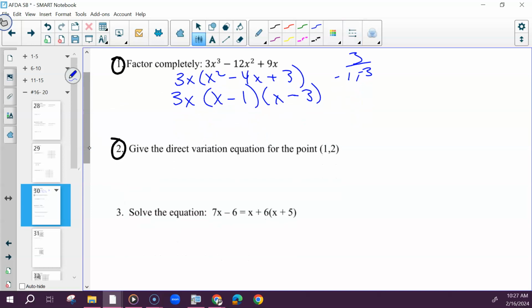Then for number 2, give the direct variation equation for the point 1, 2. So direct variation is y equals kx. And to figure out our direct variation equation, guys, stop talking, please. Put 1 and 2 into x and y. Solve for k. Divide this side by 1. That wouldn't really change anything. So that 2 equals k. And then to write the direct variation equation, just replace k with 2 in the original equation.